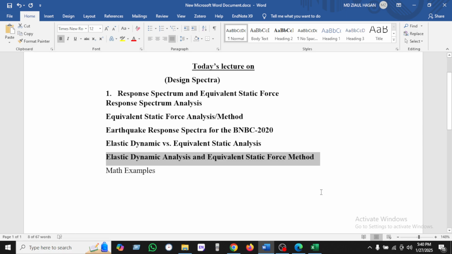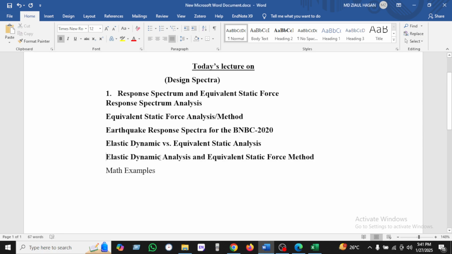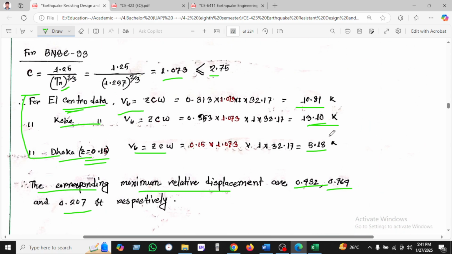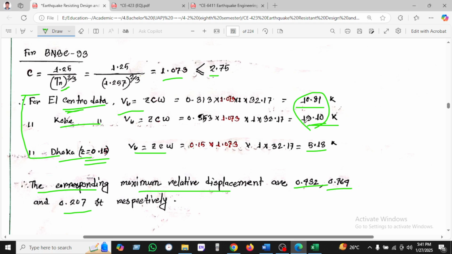Taking the equivalent static method, we found 3.41 in Dhaka. On the other hand, with the elastic dynamic analysis we found 8.01, which is greater than the equivalent static method. In the same way, we also found here that these data from elastic dynamic analysis are 10 and 19, and we found the equivalent static method.